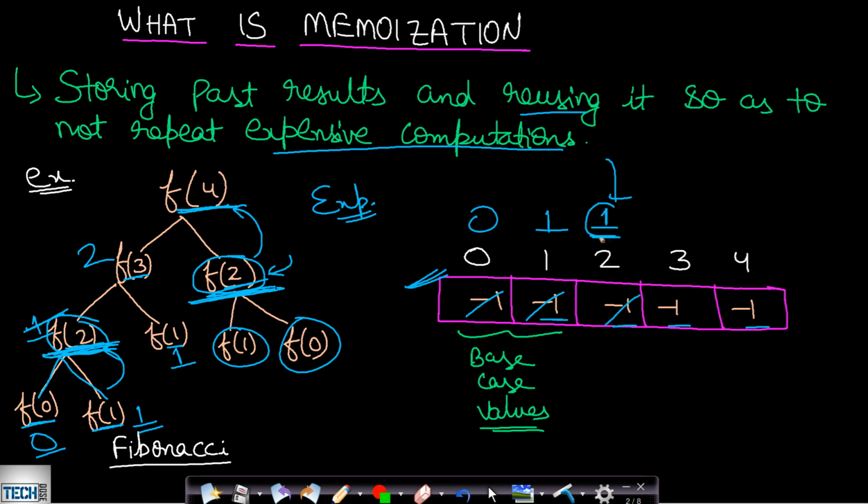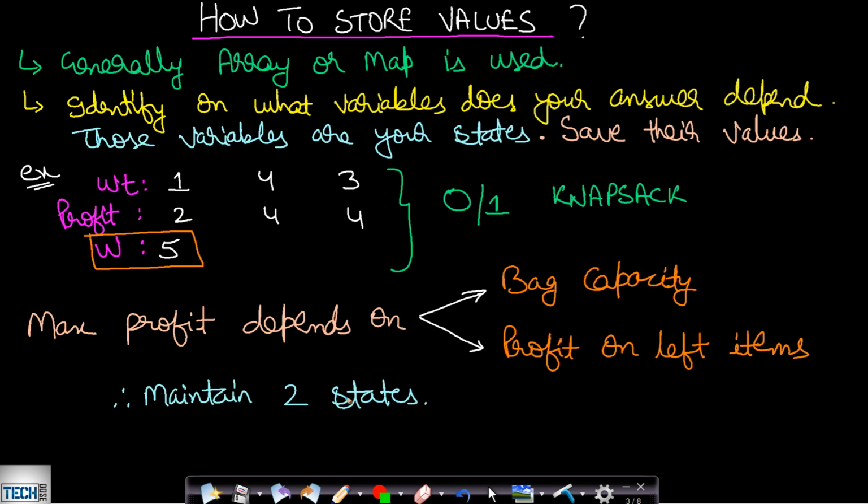So since it is a positive number, it is already calculated, and therefore you will return this value. Okay, you don't need to calculate what the value of f of 2 is. So like that, you can implement a table or a map or any other data structure in order to store all the values, and this will help you reduce the time complexity. Okay, so this is the entire idea of memoization.